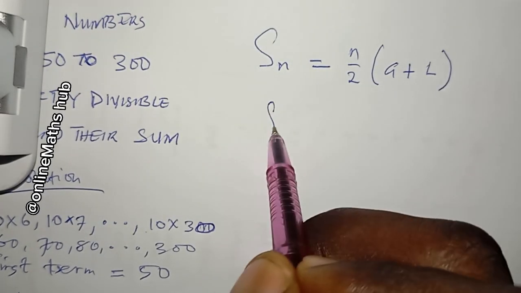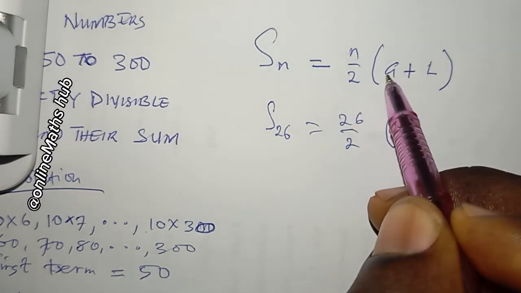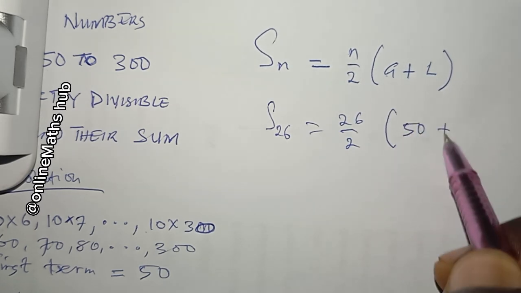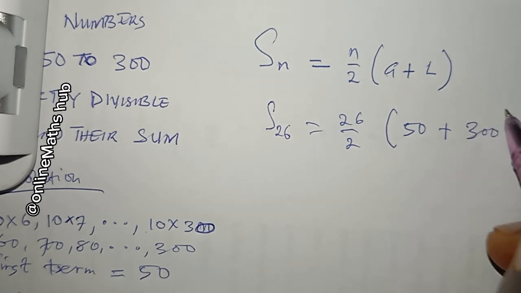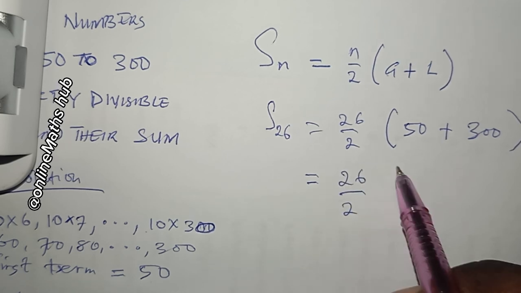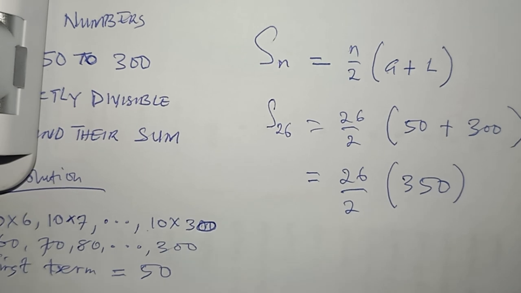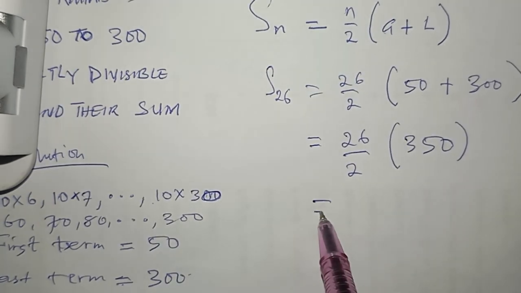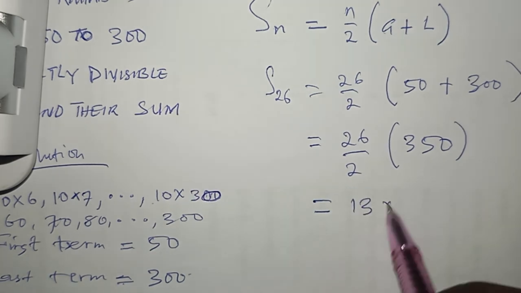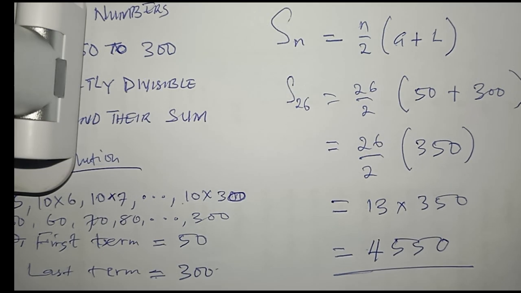And so we can just go ahead to make substitutions, and if we do that, we're going to have that S_26 is equal to 26 divided by 2 into our first term, which is 50, plus our last term here, which is 300. And then when you continue, 26 divided by 2 is 13, and 50 plus 300 gives us 350. Okay, and of course if you proceed, this is 13 multiplied by 350, which obviously when you do the math, will be equal to 4550. Okay, and of course that's actually going to be the final answer now.